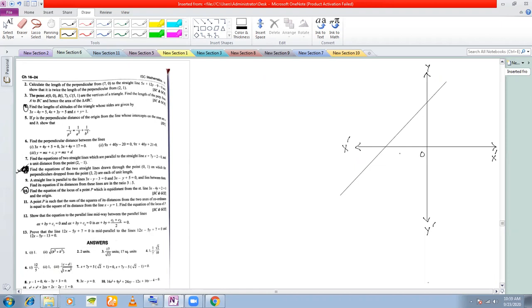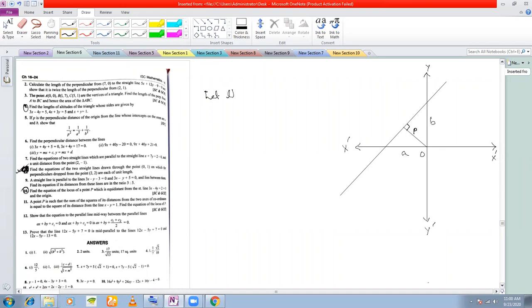See, origin. Intercepts are A and B. And P is the perpendicular distance of the origin from the straight line. So from the origin, if you draw a perpendicular, P is your perpendicular distance of the origin from this straight line. Whose equation? Now see, if the intercepts are A and B, what is the equation of the straight line?